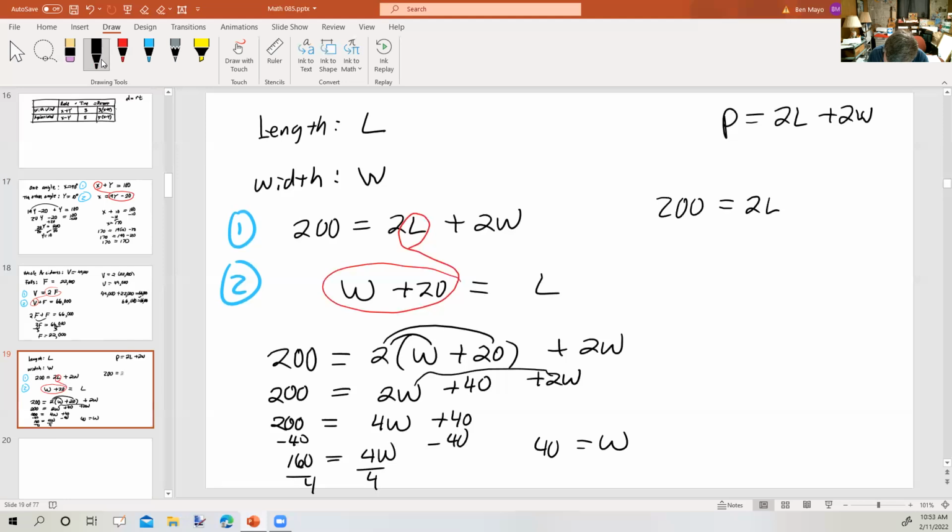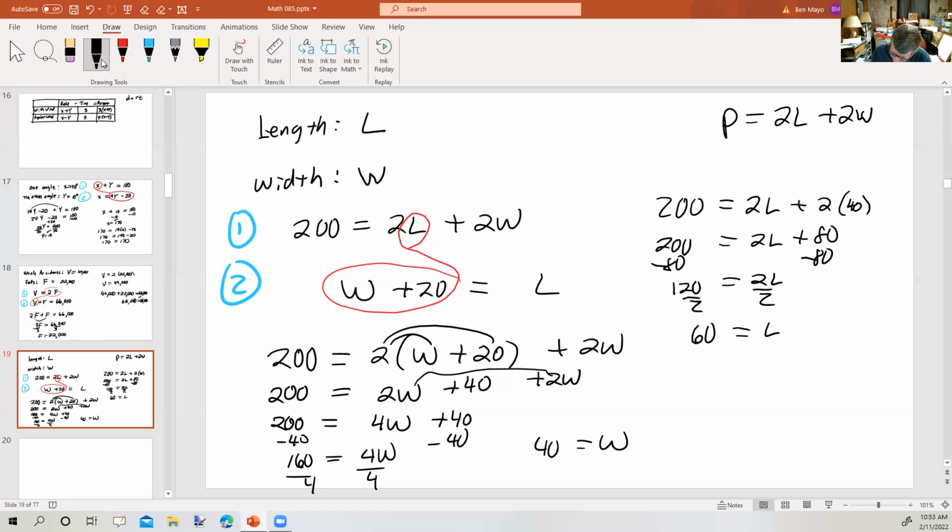200 equals 2L plus 2 times 40. 200 equals 2L plus 80. Subtract 80 from both sides of the equation. 120 equals 2L. Divide both sides by 2, L equals 60. Let's check it in the other equation that says W plus 20 equals L. 60 equals 60. That checks. So the length is 60 and the width is 40.